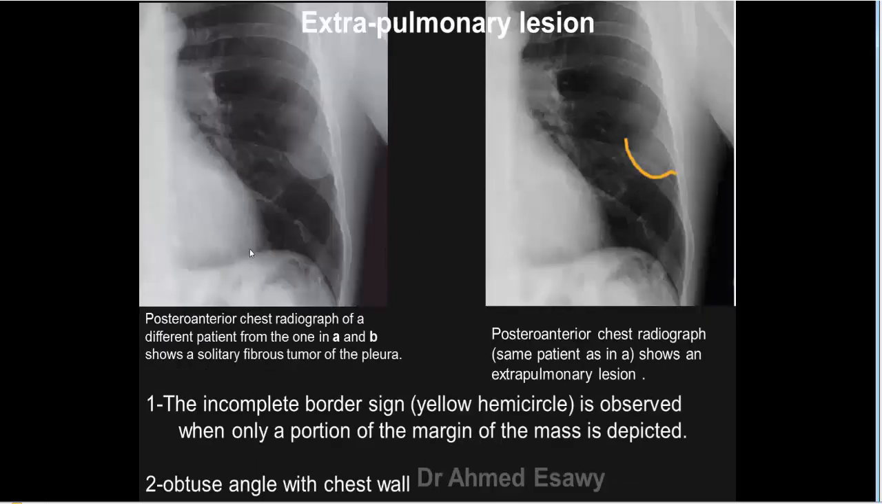Extrapulmonary lesion: in this PA radiograph, we found a solitary fibrous tumor of the pleura. The incomplete border sign, yellow circle, is observed, with only a portion of the margin of the mass depicted, and an obtuse angle with the chest wall. That means it is an extrapulmonary lesion.